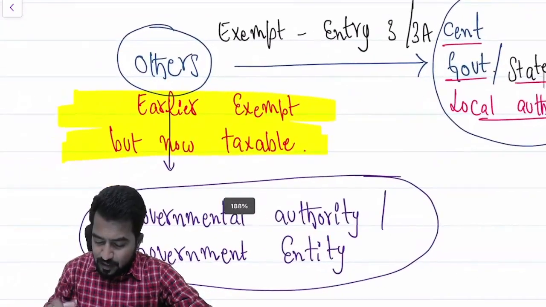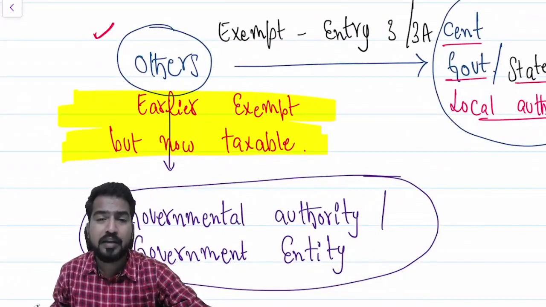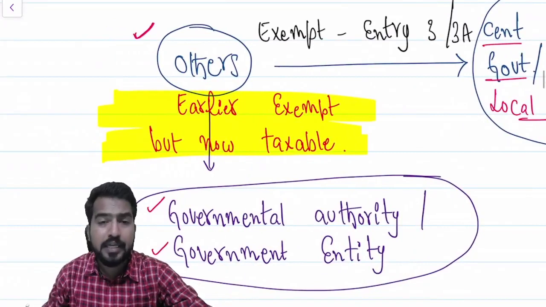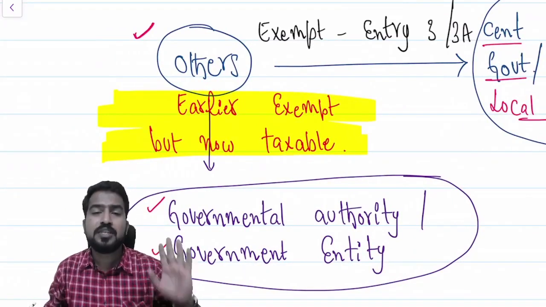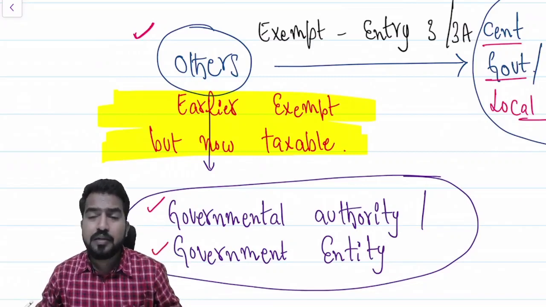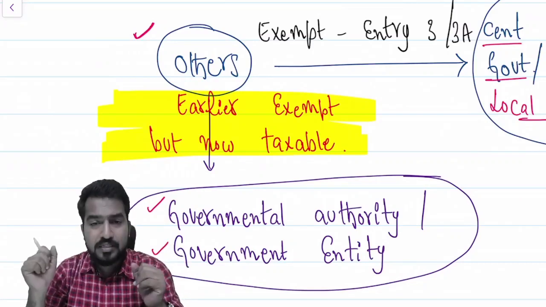So, if these other entities, the private players, are providing similar activities to a governmental authority or government entity, then it is very much taxable. That is the amendment here. So, the amendment in entry number 3 and 3A put together we are discussing here.